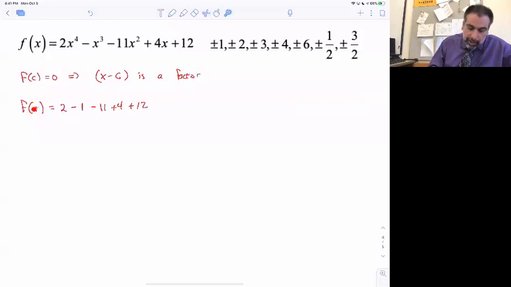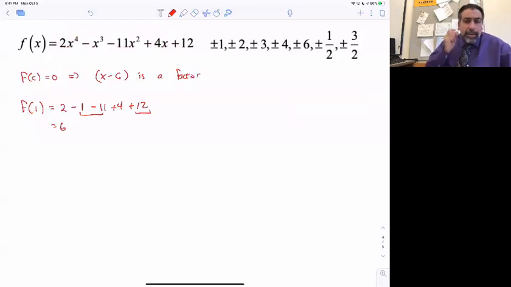And again, I'm just plugging 1 into this expression right here. When I work that all out, I end up with, let's see, right there, that is a negative 12 and a positive 12. Those cancel, but I'm left with 6. So I know that 1 does not give me a 0. Okay, so we're crossing out positive 1. I'm now going to go to negative 1.